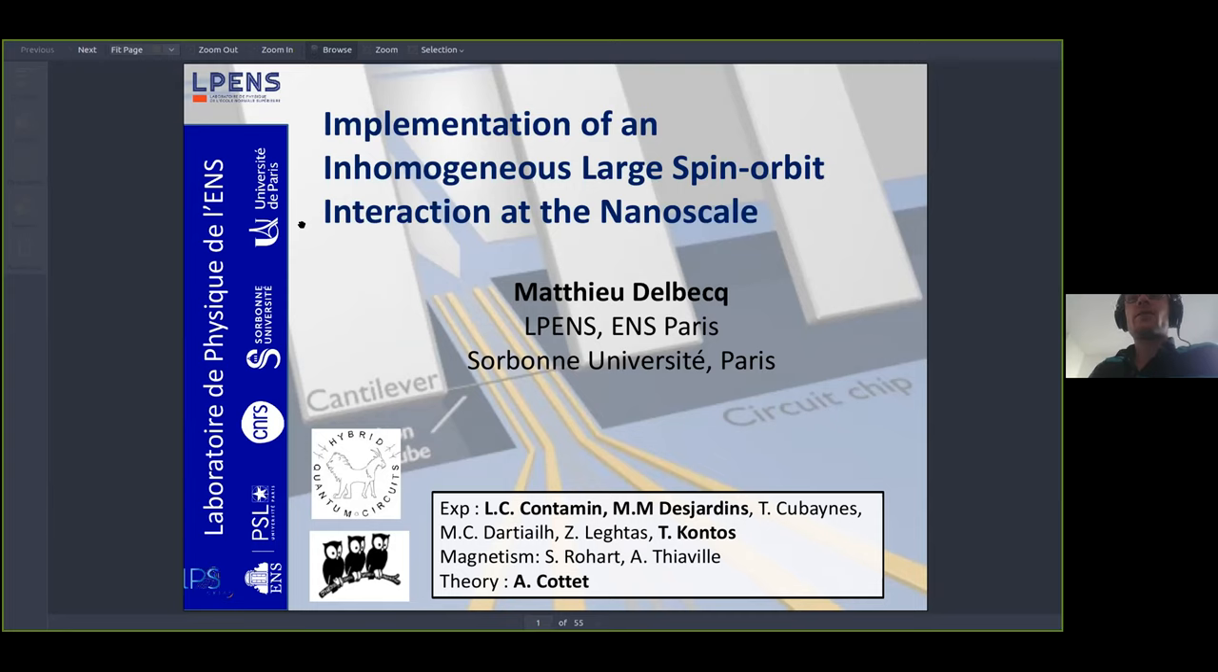And in this talk, I will discuss other materials than the ones we have heard about today, so carbon nanotubes and magnetic textures. The main actress of this work is Lauriane Contamin, who was doing a PhD at the time, and Mathieu Desjardins was a postdoc, and still is actually. Also it was in the group of Patrice Pontos, with Audrey Côté on the theory side for the support.